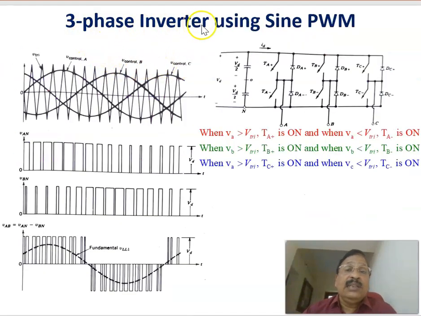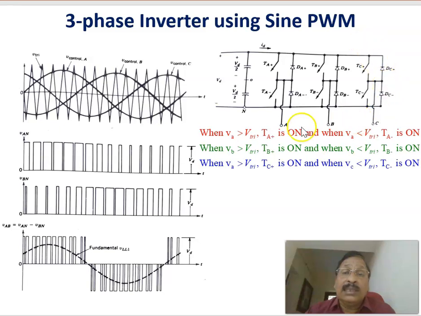Now let us see a three-phase inverter using Sine PWM. Previously we have seen a single-phase inverter. Now the three-phase inverter. This is the circuit topology. There are three legs, and in each leg there are two switches. They are marked TA plus, TA minus, TB plus, TB minus, TC plus and TC minus. Across each controlling switch there is a feedback diode: DA plus, DB plus, DC plus, and similarly DA minus, DB minus, DC minus. The total DC voltage VD is divided into plus VD by 2 and minus VD by 2 using two capacitors of the same value.